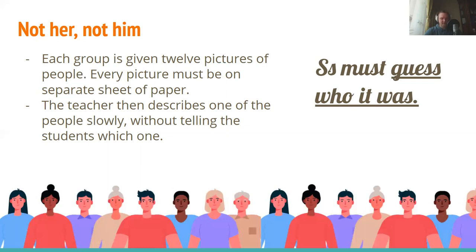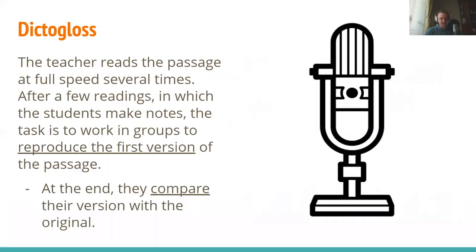The third one is dictogloss. The teacher reads the passage at full speed several times. After a few readings, in which the students make notes, the task is to work in groups to reproduce the first version of the passage. In the end, students compare their version with the original.